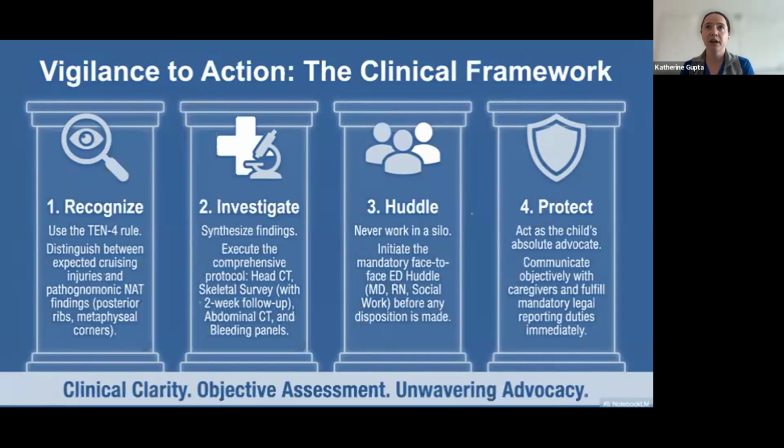And these can be uncomfortable encounters. These can involve uncomfortable conversations with parents who feel as though they are being accused of something against their child. But at the end of the day, your obligation is to protect that child and sometimes to protect that child's siblings from any further abuse in the home. So just keeping that in mind as you keep yourself centered and grounded.